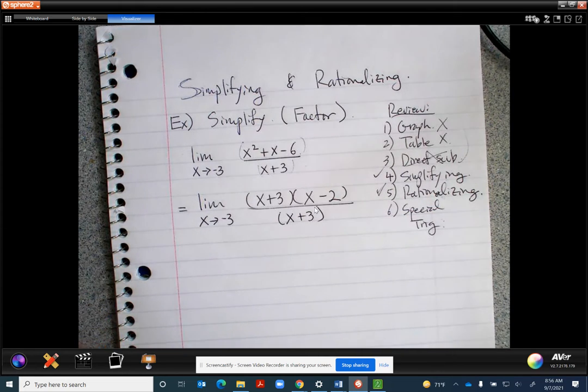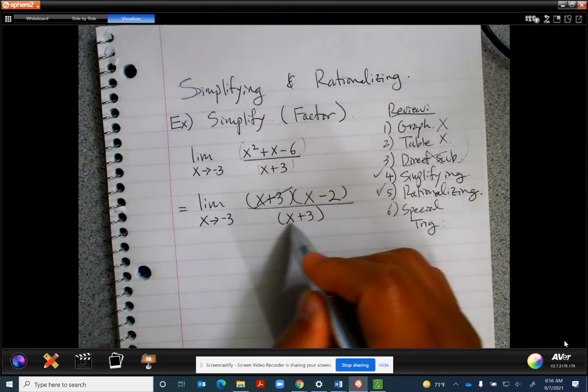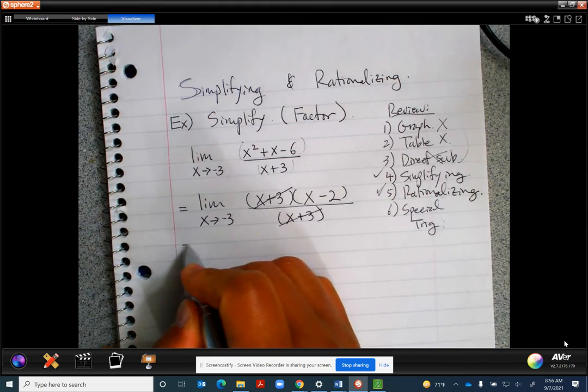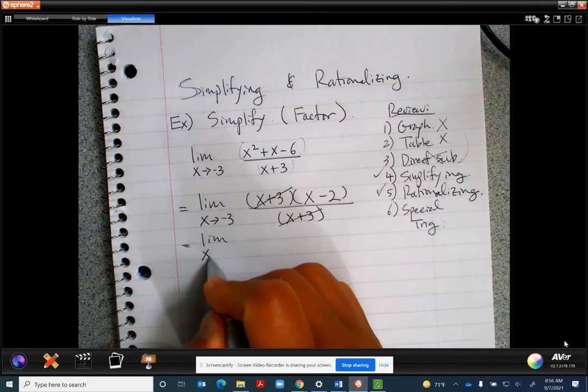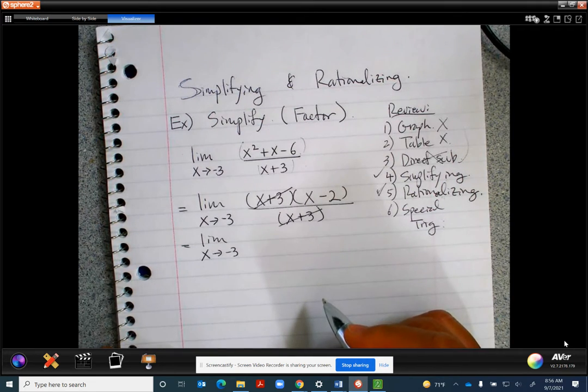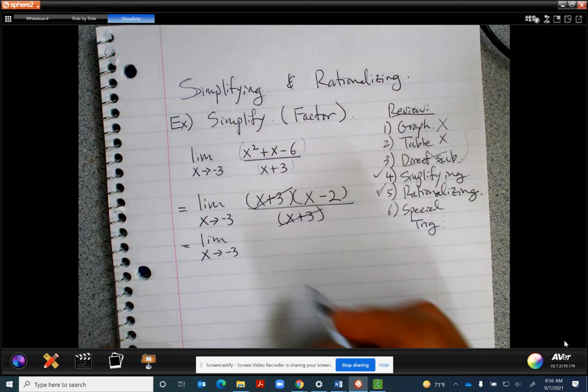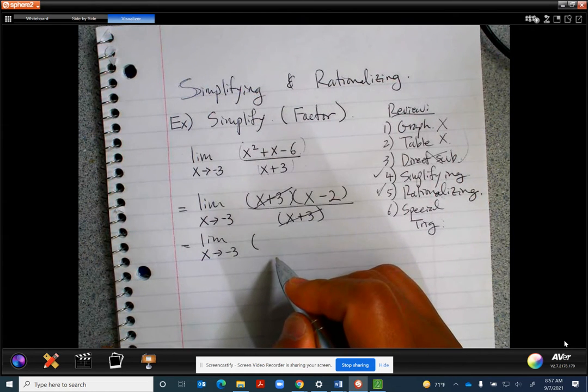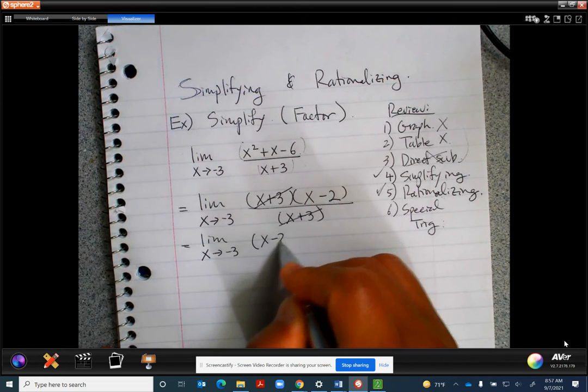Again, factoring is so important in this class, so learn how to factor. We learned these factoring skills many years ago. So why is it important to factor? What do you notice? We can cancel x plus 3 and x plus 3. So what do we have now? We have the limit as x goes to -3 of x minus 2. We just have that.